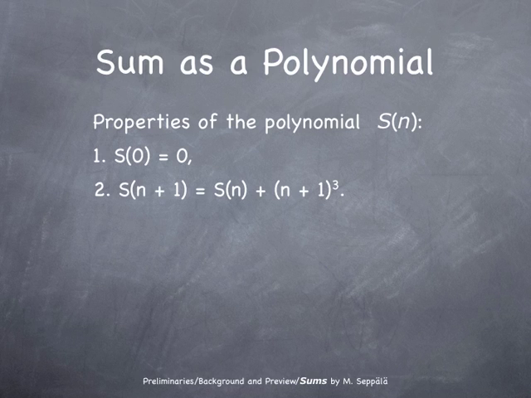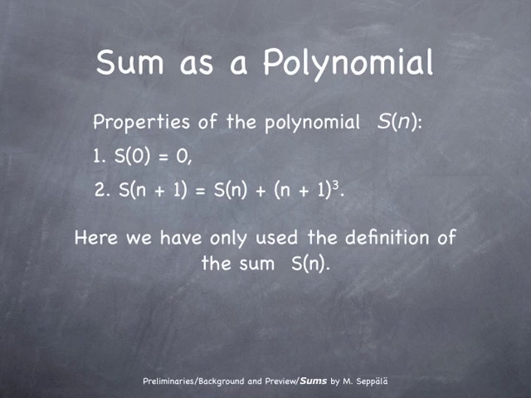The second condition is that the polynomial at the value n plus 1 is the polynomial at the value n plus (n plus 1) cubed. This follows from the definition.